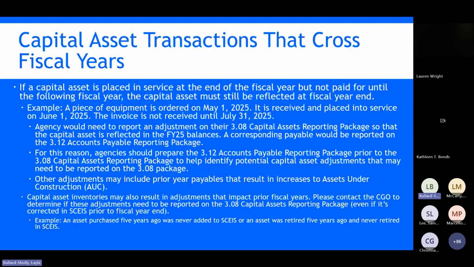And the example I gave is going to be probably the most common, but if you have any assets under construction, you might have had additional work that was done in the prior year that you haven't paid yet, and we also need to adjust your AUC balance for that.